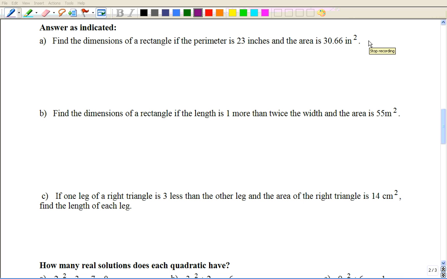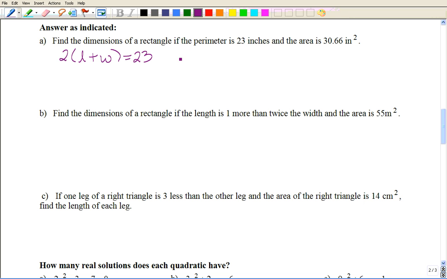Okay, so on to the next part. We're going to answer the following as indicated. Find the dimensions of a rectangle if the perimeter is 23 inches and the area is 30.66 inches. So if the perimeter is 23, then 2 times the length plus the width, or 2L plus 2W, will equal the perimeter, which here is 23.